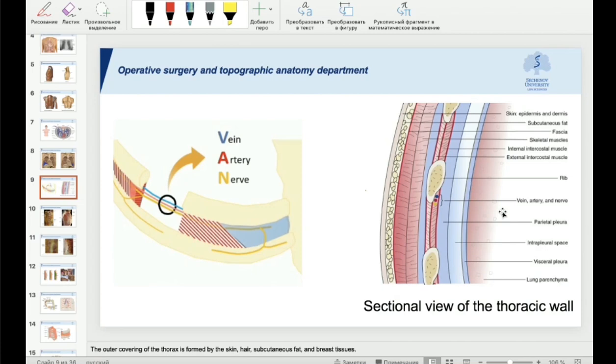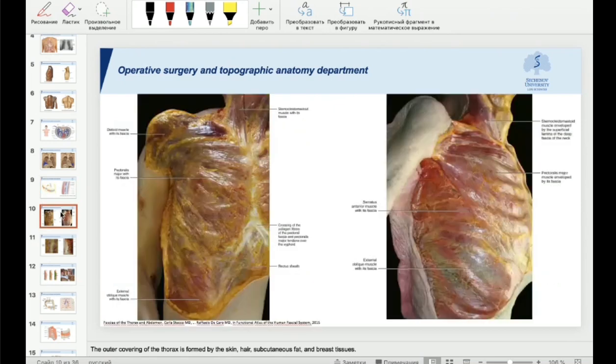And according to this picture, you can easily predict why the nerve is usually damaged, but not the artery and vein. Why is the nerve damaged in most cases? Because the nerve is the first part from below. Yes, because it's lying a little bit more superficially than the blood vessels. And when we make a resection and when we make injections, we always need to palpate to understand where the proper surface of the rib is.